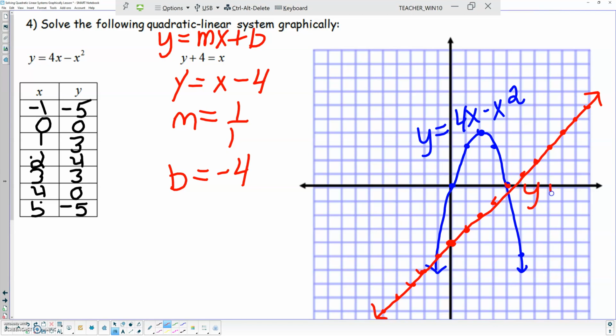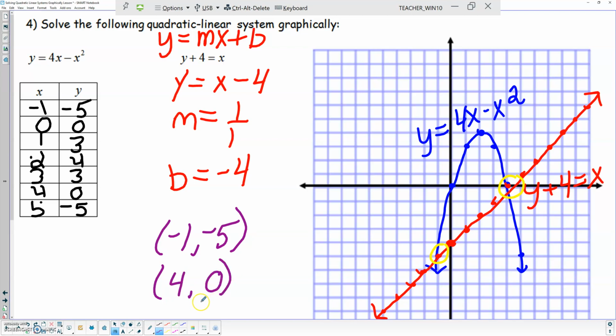And make sure you label. Okay, so for this example, we had 2 points of intersection. All right, so those are my 2 solutions. So we got -1, -5. And we have 4, 0.